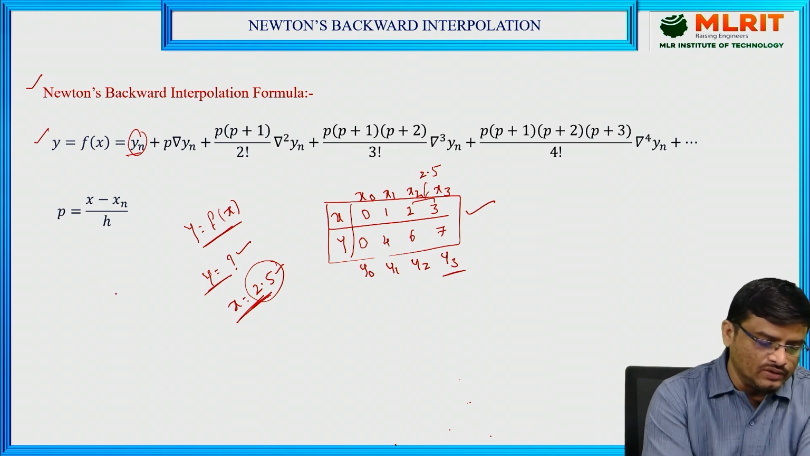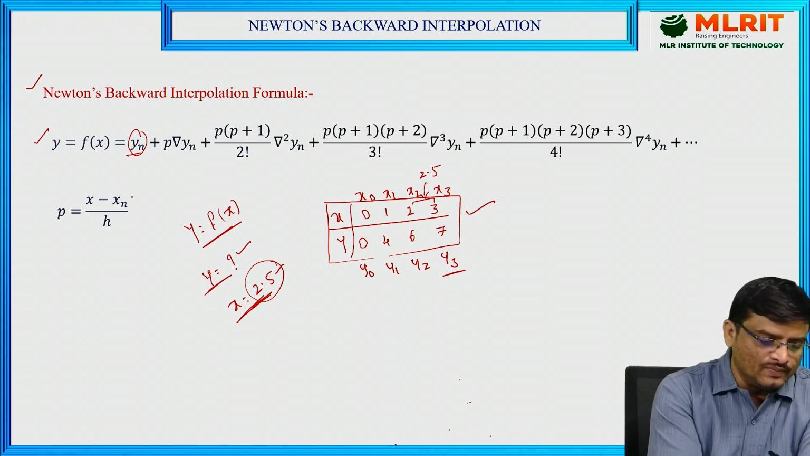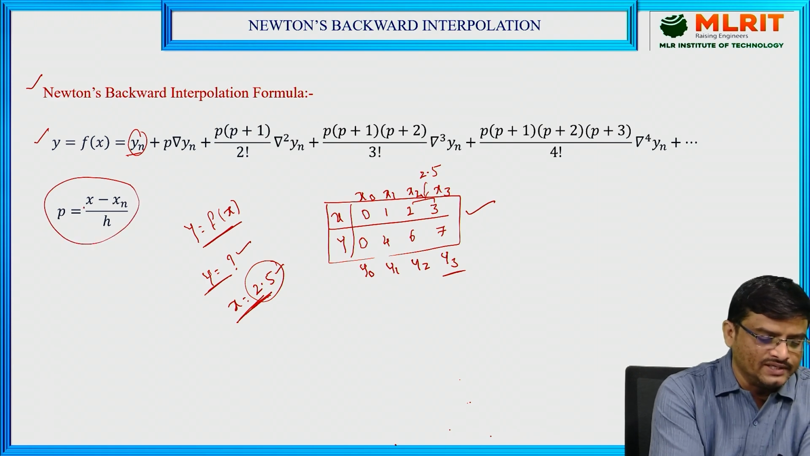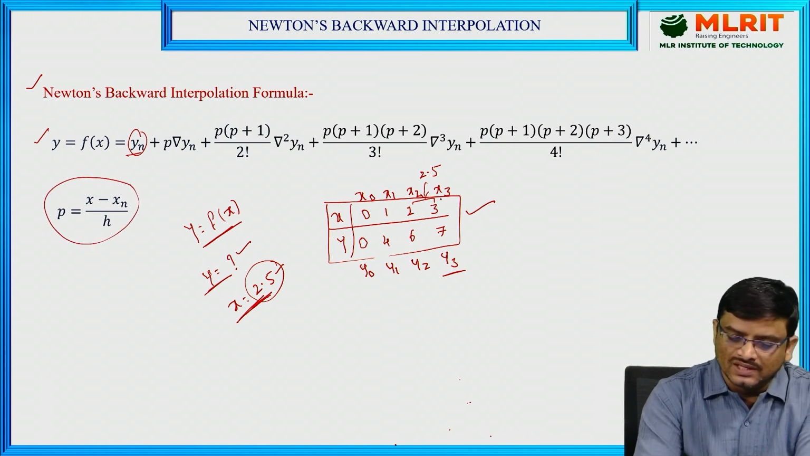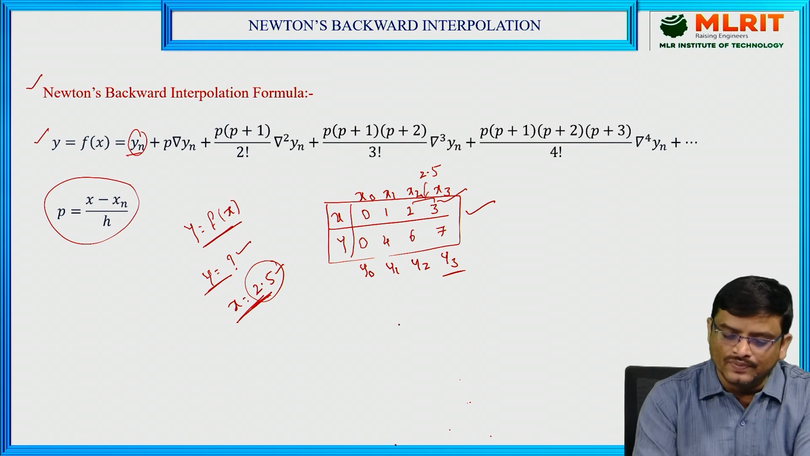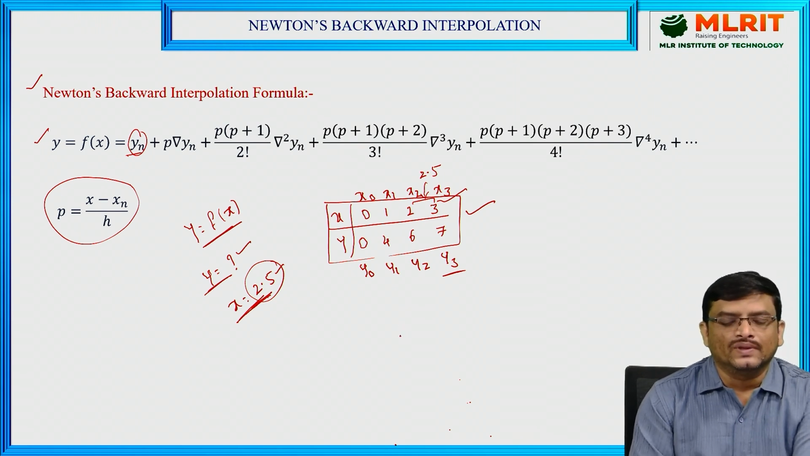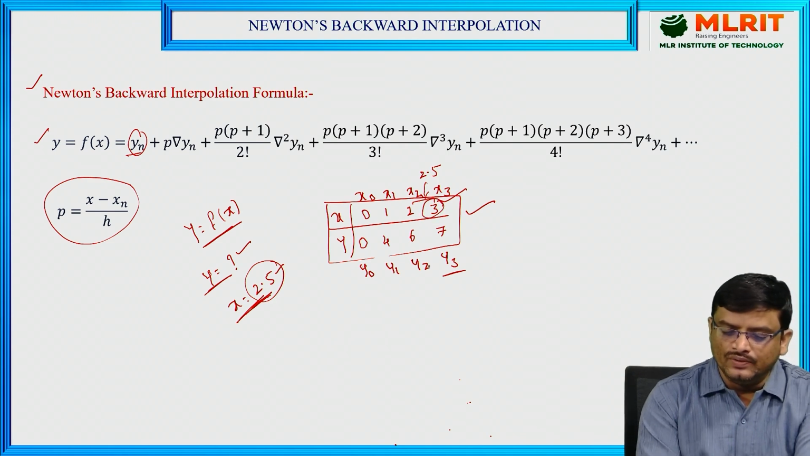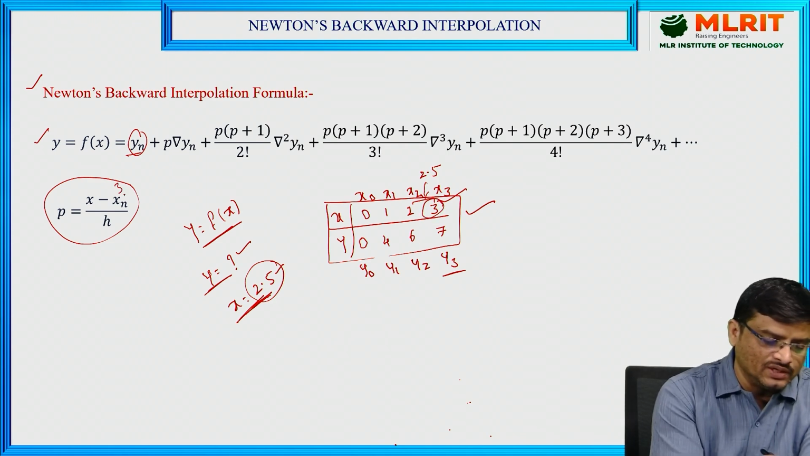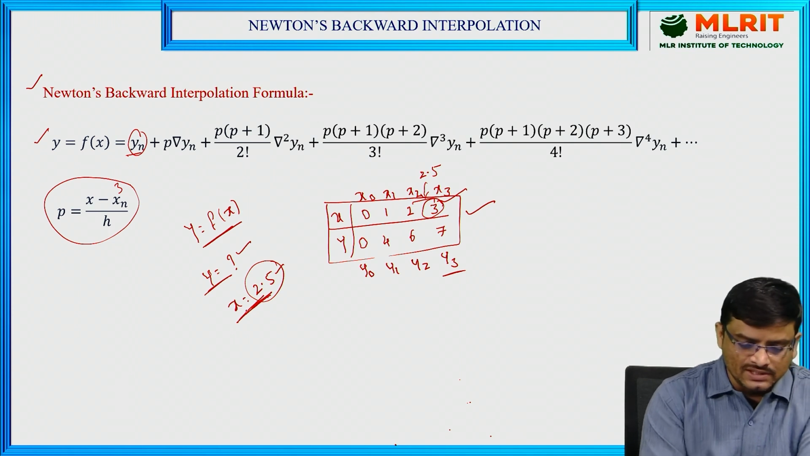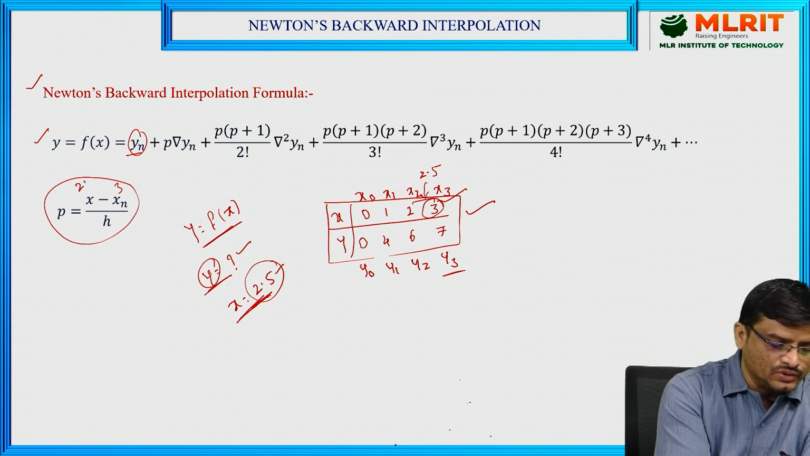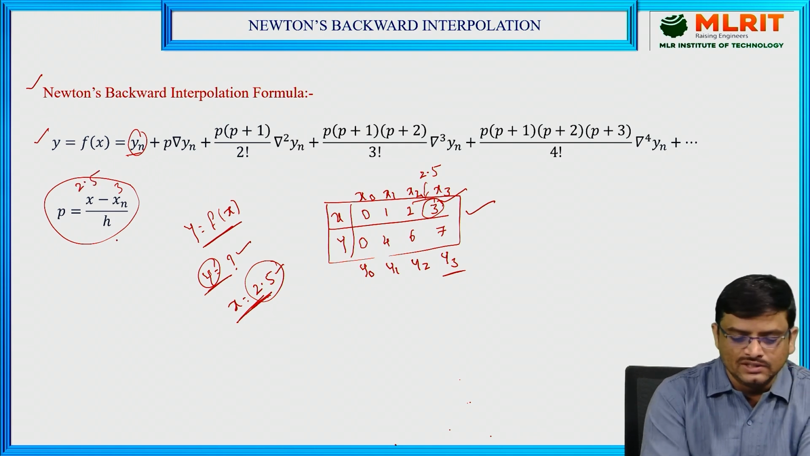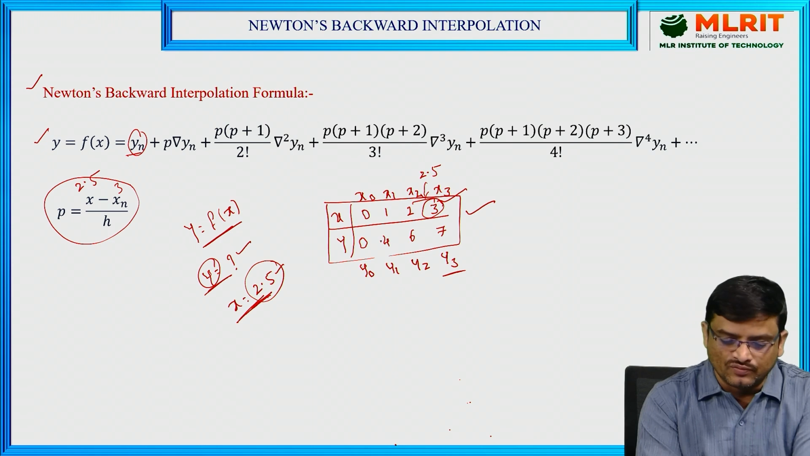Now we have to find the p value. The formula to find the p value is x minus xn over h. xn is nothing but the last value, the terminal or ending value of the data given in the table. Here the ending value is 3, so we can replace xn with 3. And x is where we are going to find the value of y, so that x value is 2.5. And h is the common difference between the values of x. Take 0 and 1, the difference is 1.